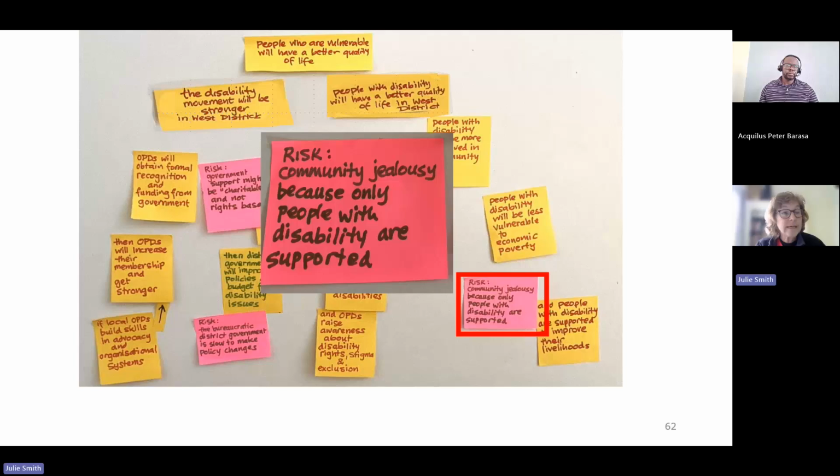And there's another risk here, which is about community jealousy. For example, if we only support people with disabilities in livelihoods things, is that going to make other people in the community who are poor but don't have a disability a bit jealous? So, okay, this might provoke quite a bit of discussion. And so this is something that we can't leave as just a mitigation thing. We have to change this.